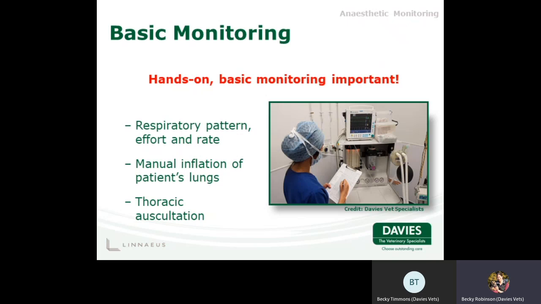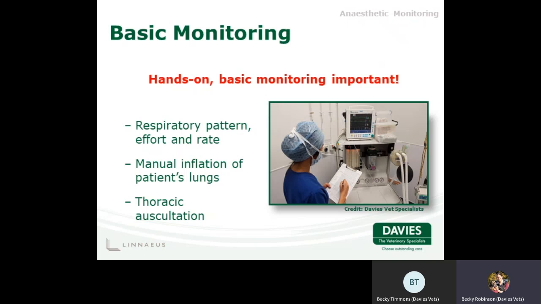Firstly, we can have a visual assessment of the patient's chest movements, which allows evaluation of the respiratory pattern, effort, and rate. We can perform a manual inflation of the patient's lungs by squeezing the reservoir bag with the APL valve closed, and this allows a crude assessment of the pulmonary compliance and inspiratory resistance. This also gives feedback regarding the presence of upper respiratory tract obstructions, and in the case of anaesthetized patients, that is primarily involving the endotracheal tube. And it can also give us an idea of whether there's any pleural space disease.